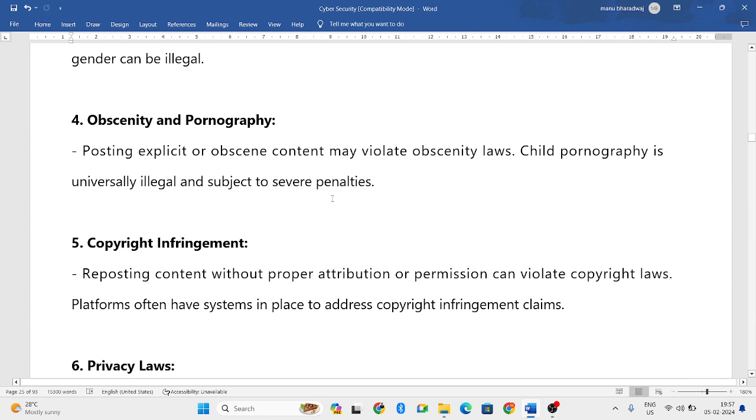Next, obscenity and pornography. Child pornography is considered universally illegal. All over the world, it is considered illegal. So you should avoid all those things on social media platforms, otherwise you will face the consequences of the law. Next, copyright infringement. Some posts or materials are subject to copyright. Using those materials or that particular post on your social media platform is again infringement of copyright. There will be a law against that, and if you do that, you have to face the consequences of the law.